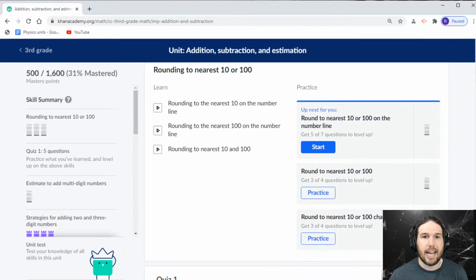Rounding to the nearest 10 or 100. Oh man, we haven't talked about rounding yet. We have not talked about rounding yet. So let's talk about rounding.